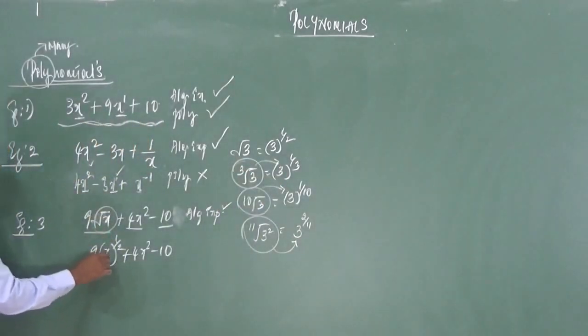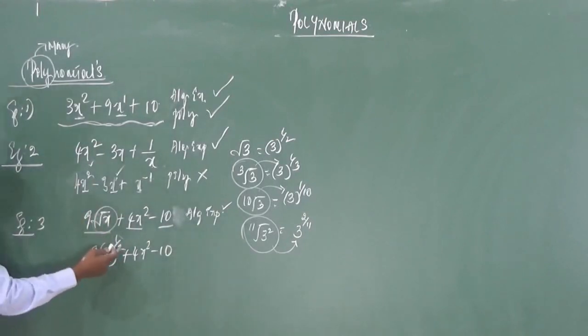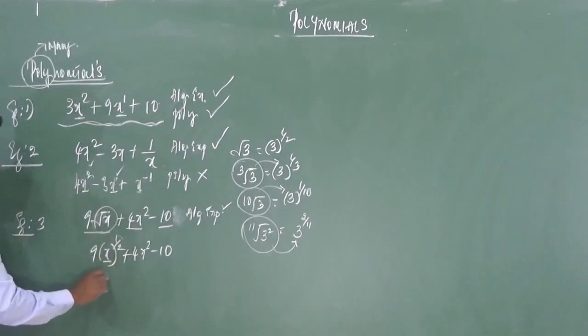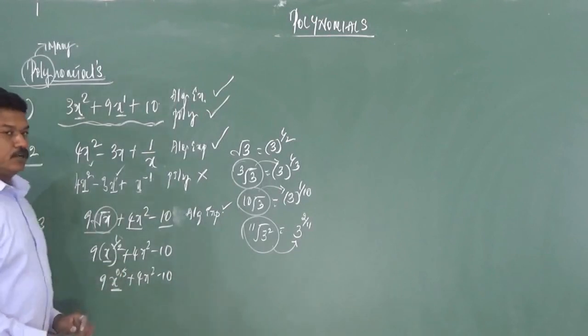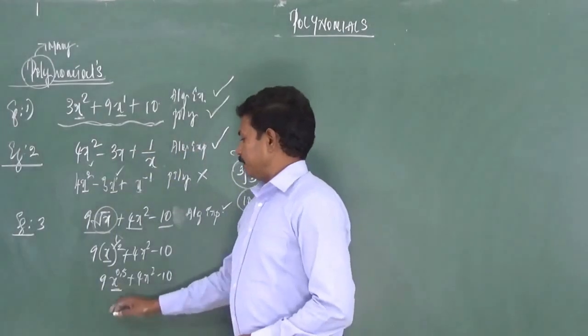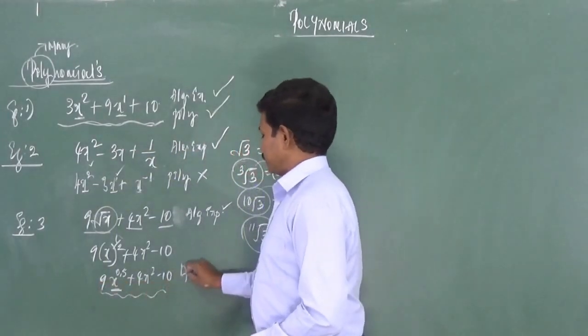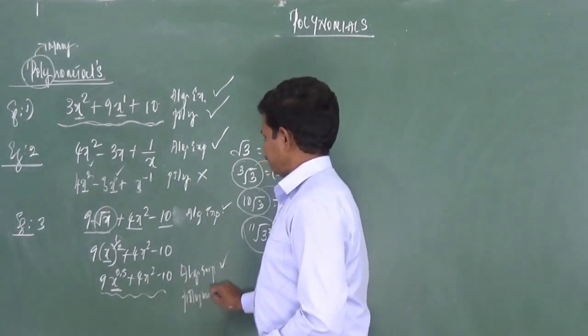Likewise, 9 into x to the power 1 by 2 is the exponential form of 9 root x. So, here x is the variable and 1 by 2 is the power we are having. But when you divide 1 by 2, you get 9x to the power 0.5 plus 4x square minus 10. So here the power of x is 0.5, which is less than 1. It's an algebraic expression no doubt, but it is not a polynomial.